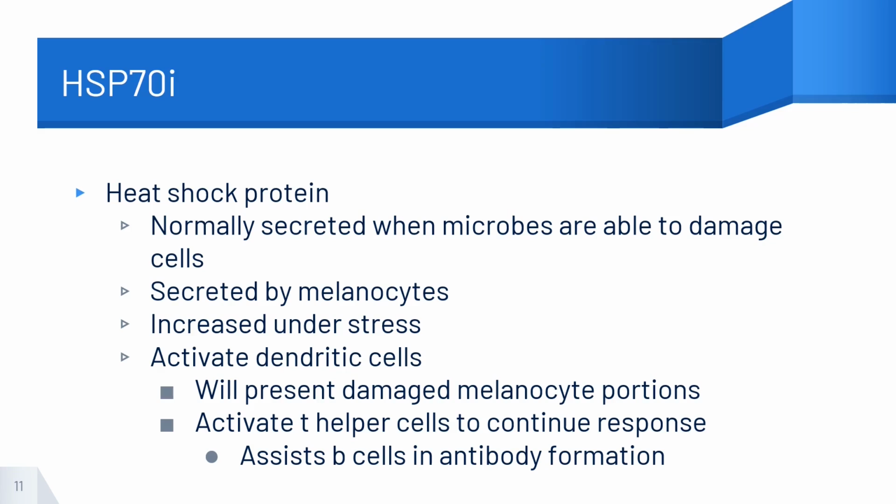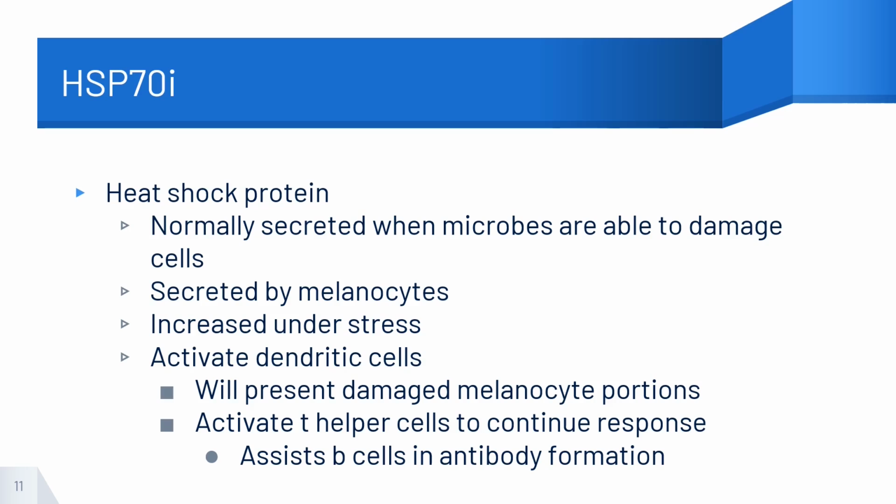HSP70I, also known as heat shock protein 70I, is normally secreted when microbes are able to damage cells. So this is a type of signal that is put out by a cell when it is under some kind of stress by an outside force. However, in vitiligo patients, we see this same heat shock protein being secreted by the melanocytes in the skin. And this usually occurs when that portion of the skin is under some kind of stress. And so what this heat shock protein does is activate dendritic cells.